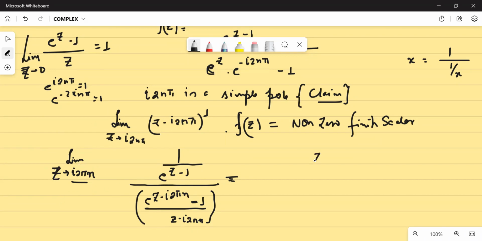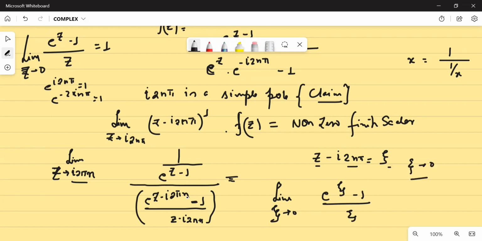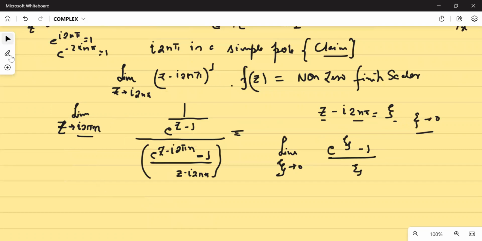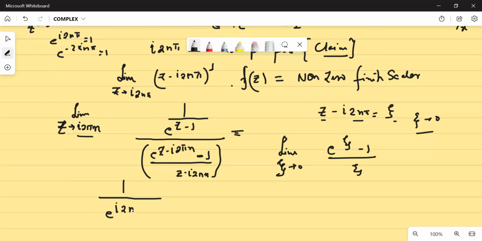Or if you are not that convenient, put this z minus iota 2 n pi as some other, let's say zeta. So what you'll do, I can write as zeta tends to 0, e raised to power zeta minus 1 upon zeta. Because as z tends to 2 n pi, zeta would tend to 0. This entire thing is e raised to zeta minus 1 divided by zeta, zeta tends to 0, this will become 1. And what you are left with is simply 1 over e raised to power iota 2n pi minus 1. Isn't it?